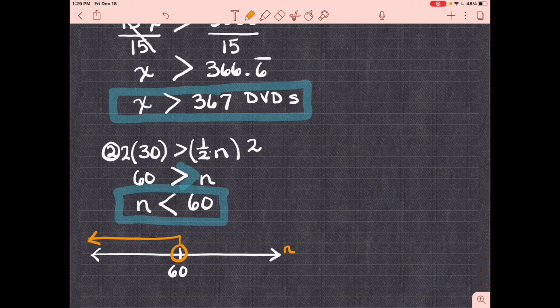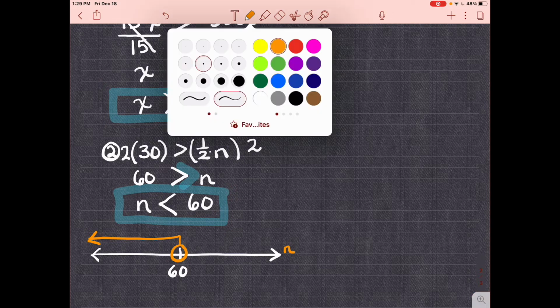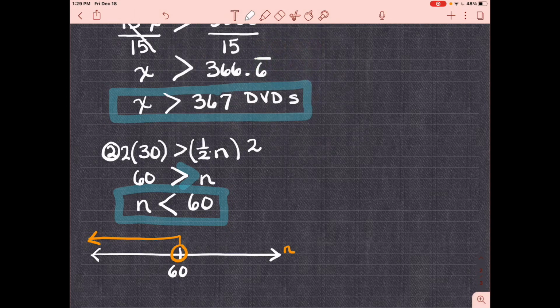depending on what I'm talking about, obviously when I was talking about DVDs, I wouldn't be talking about a negative DVD, but in this case, all numbers less than 60 are solutions to this. All right, the third problem looks like this.